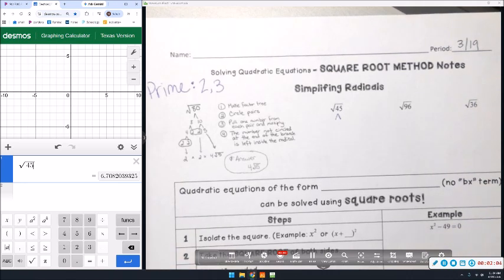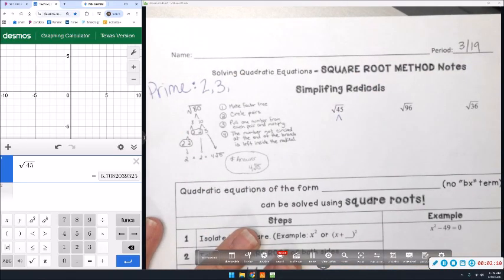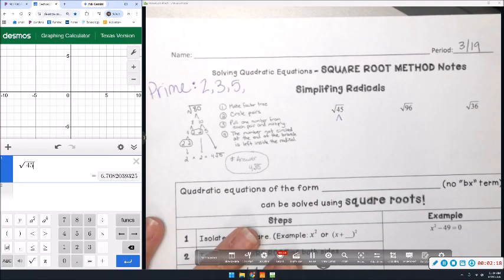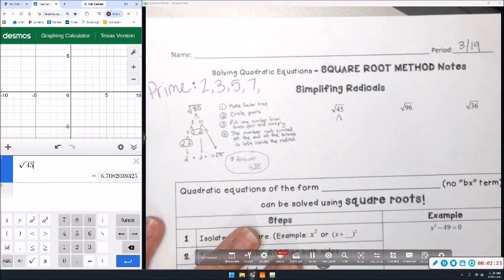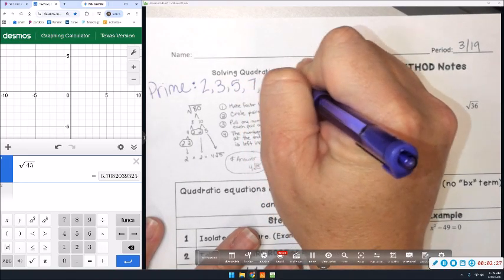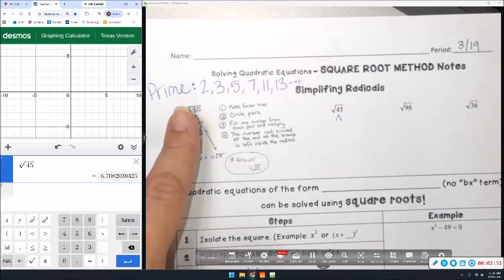So like 2 can be divided by 2, it can be divided by 1, but there's nothing else to divide it by. So is 4 prime? No, because you can divide 4 by 2. Okay? What about 5? Yes. 6? No, because you can divide 6 by 2. 7 is prime. 8 is not. 9 is not. 10 is not. 11 is prime. 13 is prime. So on and so forth. There's a bunch more. But as long as you know kind of like these, you'll be fine.